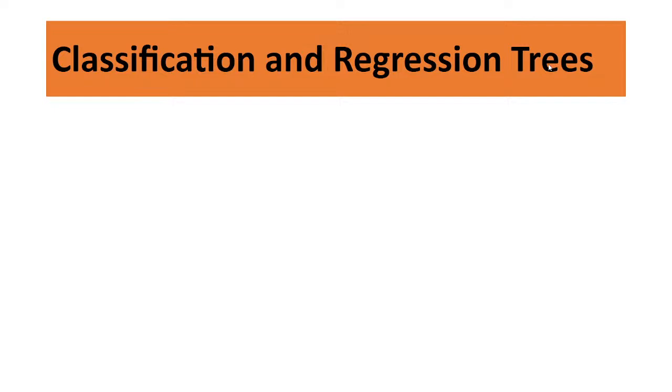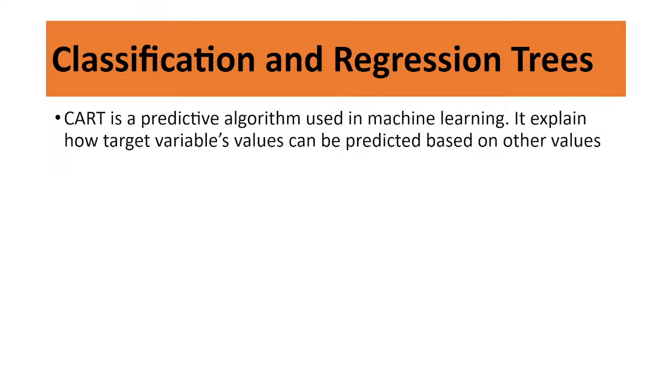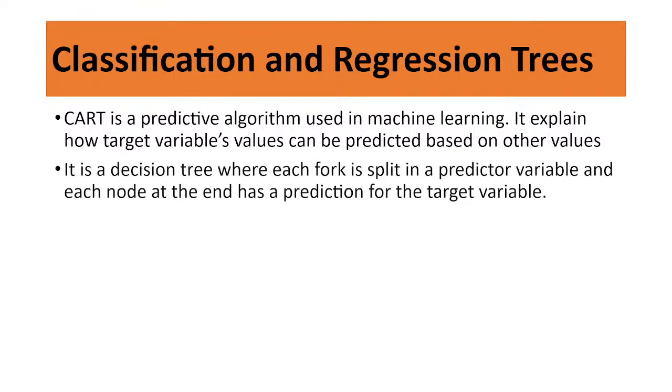So classification and regression trees, called CART in the Google Earth Engine platform, is a predictive algorithm used in machine learning to explain how target variable values can be predicted based on other values. It is a decision tree where each fork is a split on a predictor variable and each node holds a prediction.